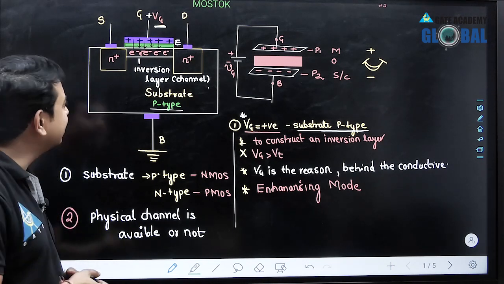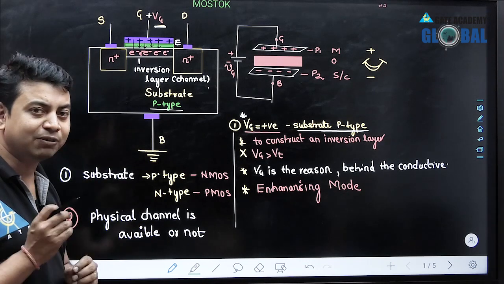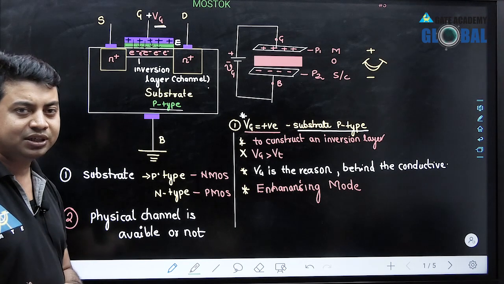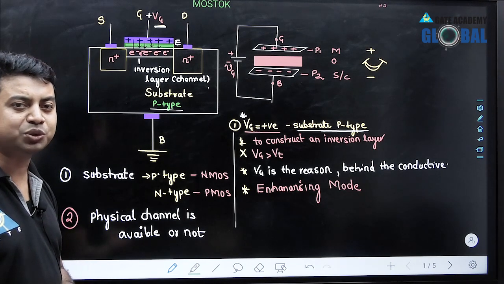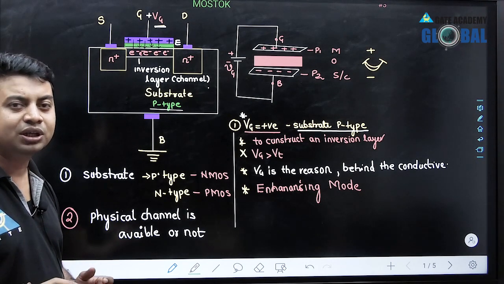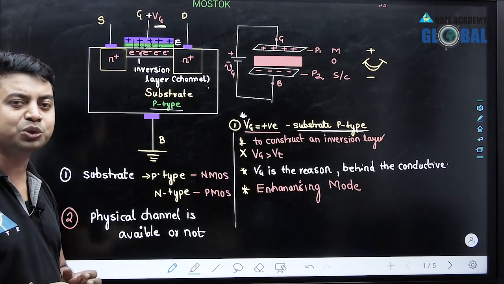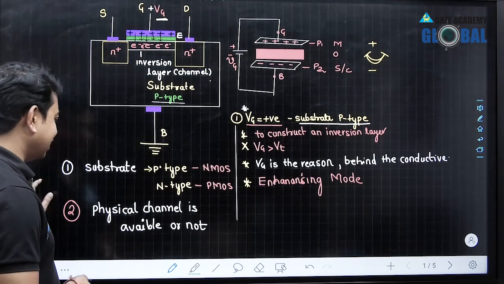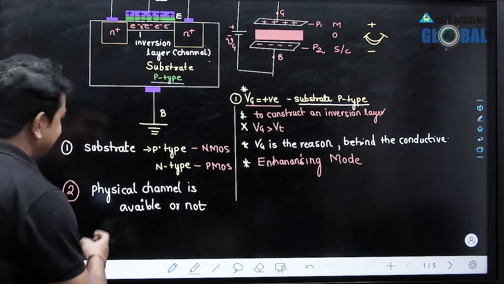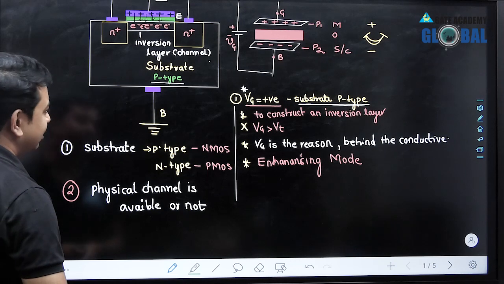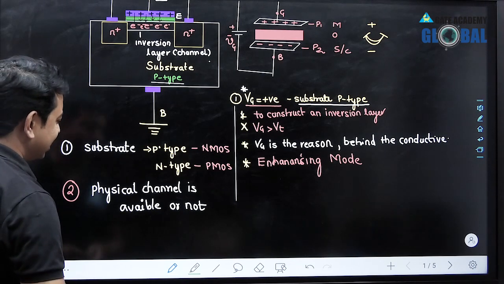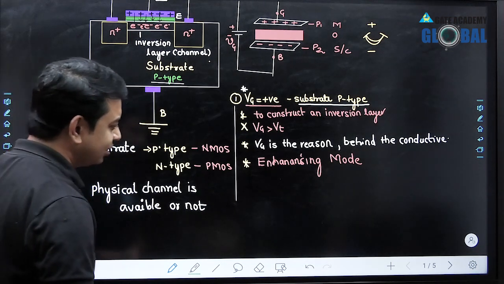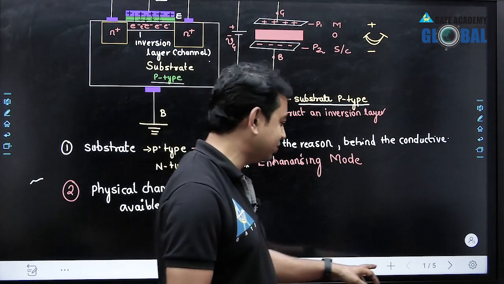That means physically there must be a conductive path present between the source terminal and drain terminal. That type of MOSFET is called depletion mode MOSFET. So I mean to say that if we don't have any physical channel between the source and drain, then the MOSFET is called enhancement MOSFET, and if you are having a physical channel between source and drain, then the MOSFET is known as depletion MOSFET.